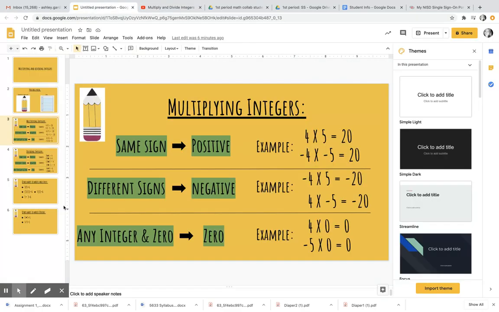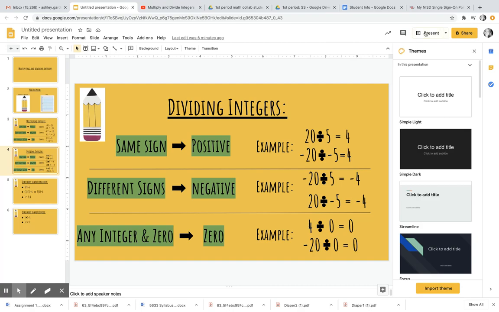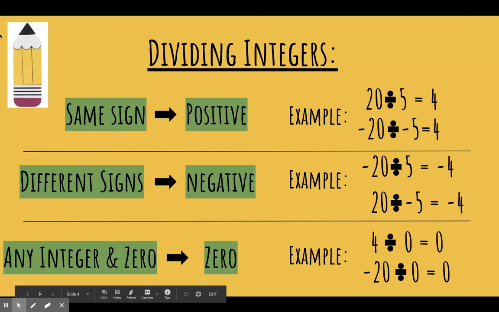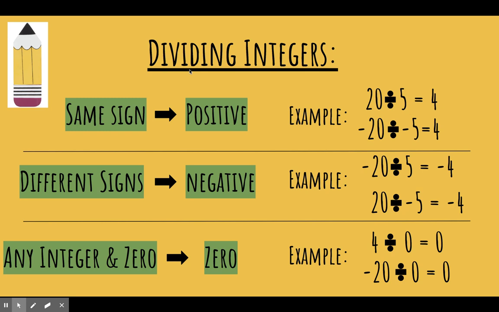Okay, let's go back to our notes. Here we have another page with a pencil, so that means you're writing down what is on this screen. Our title is Dividing Integers. And over here we have the rules.